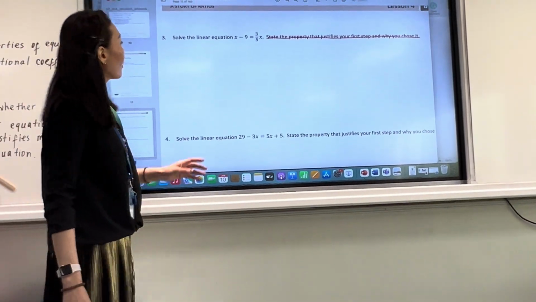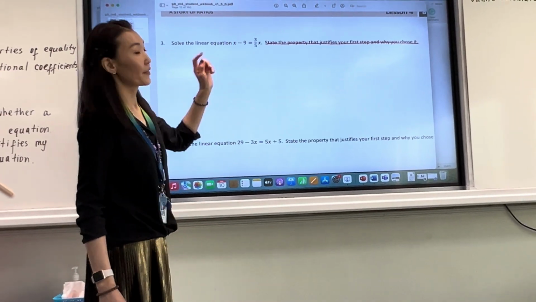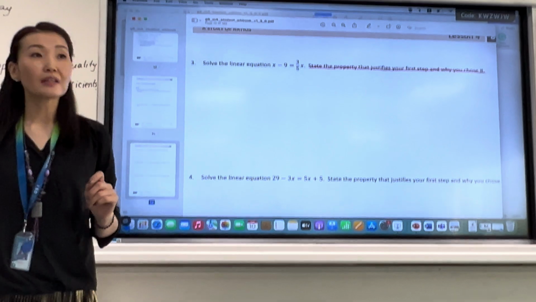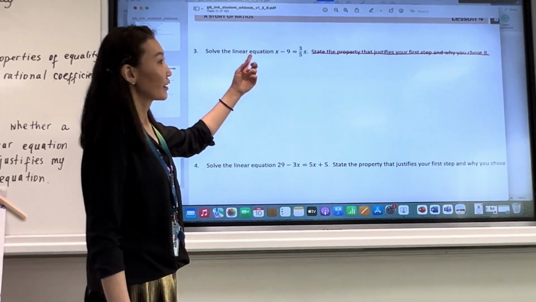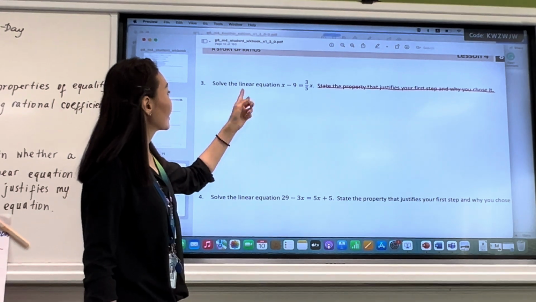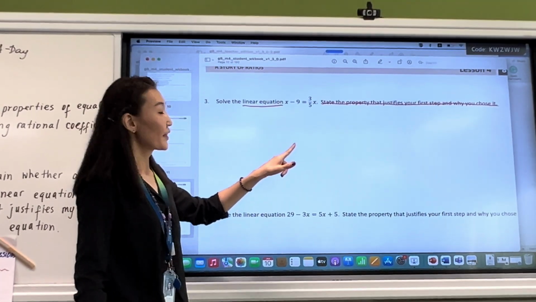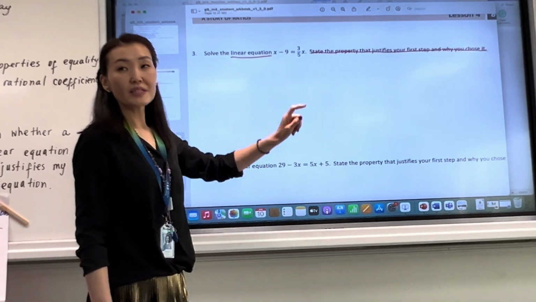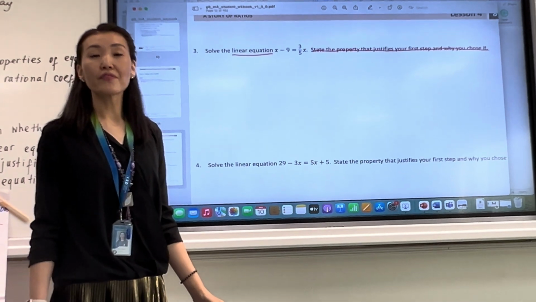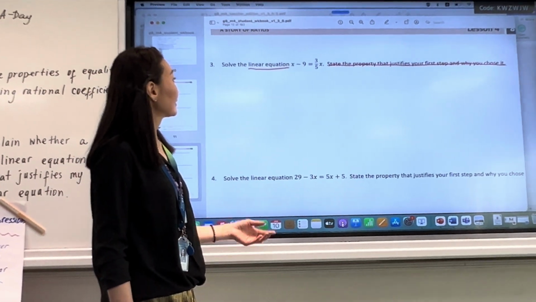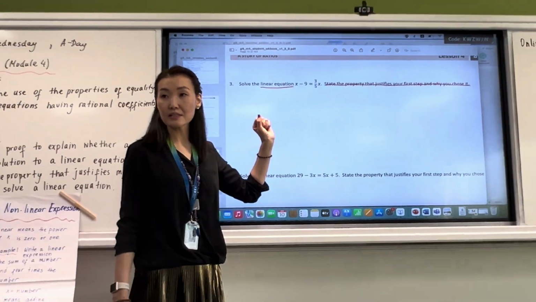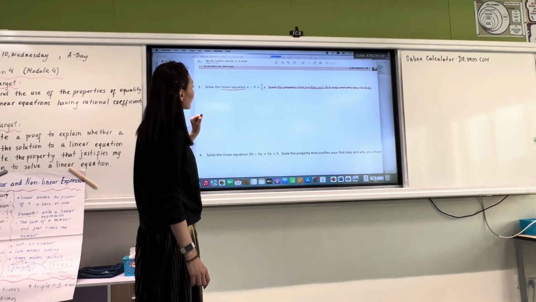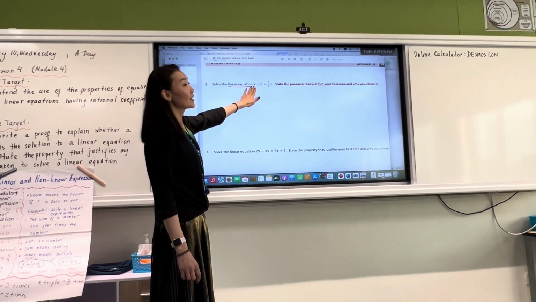Okay, so what kind of equation are we dealing with? Can somebody tell me? It is written in the sentence here. Linear. That means if we were to graph this equation using some kind of graphing tool, then the image will look like a line. Does that make sense? Okay, so now our focus is to solve this equation algebraically.